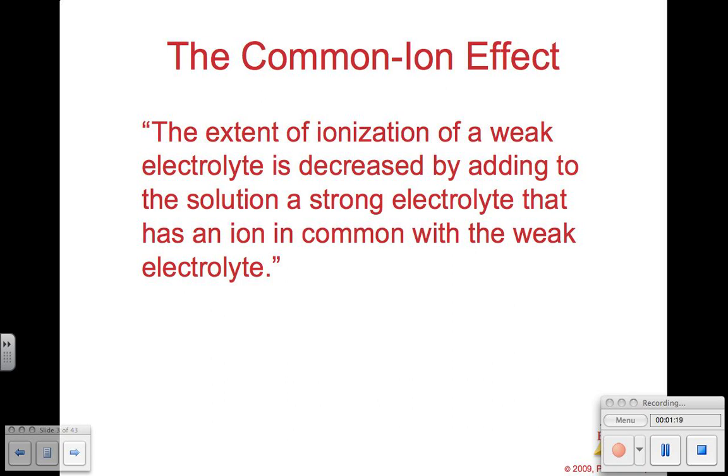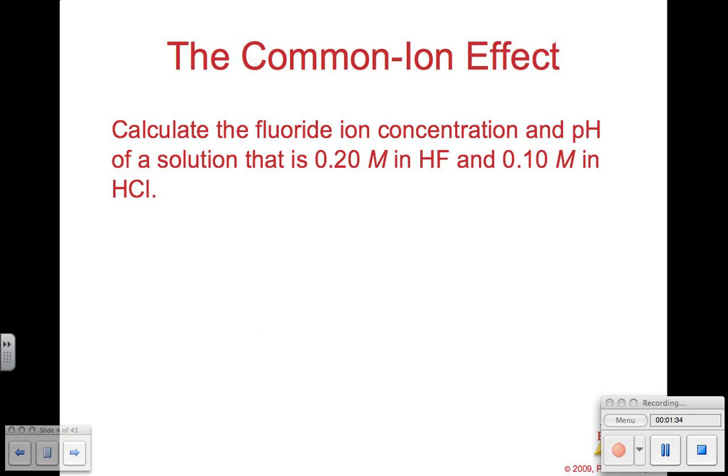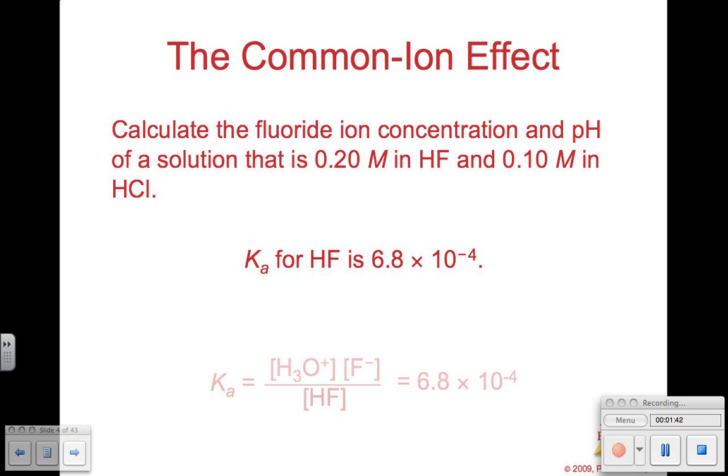So, the extent of ionization of a weak electrolyte is decreased by adding to the solution a strong electrolyte that has an ion in common with the weak electrolyte. So that would be the idea of adding more acetate ion to it. It's going to move it in that direction, which I feel like we've discussed when we've been talking about equilibrium in chapter 16 and maybe chapter 4. Anyway, moving on.